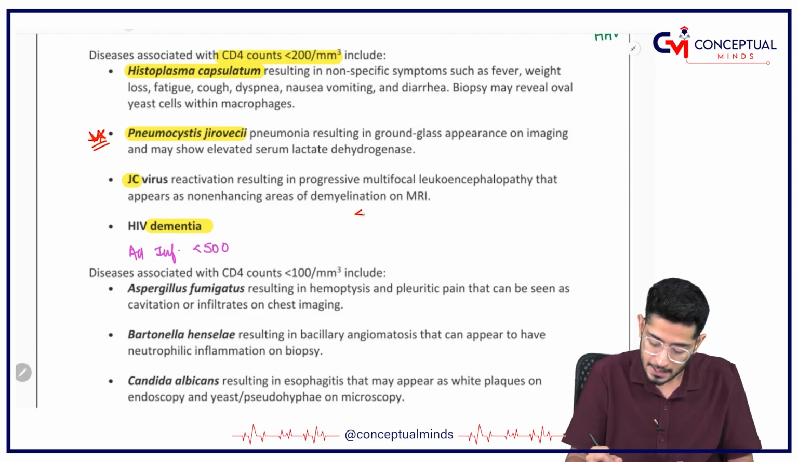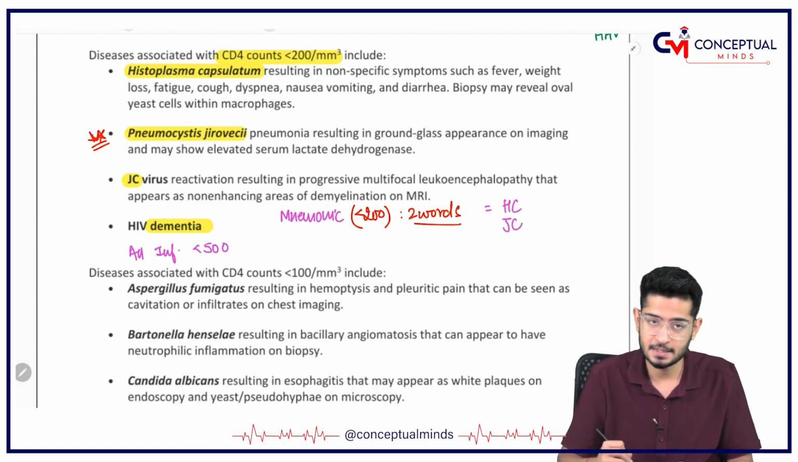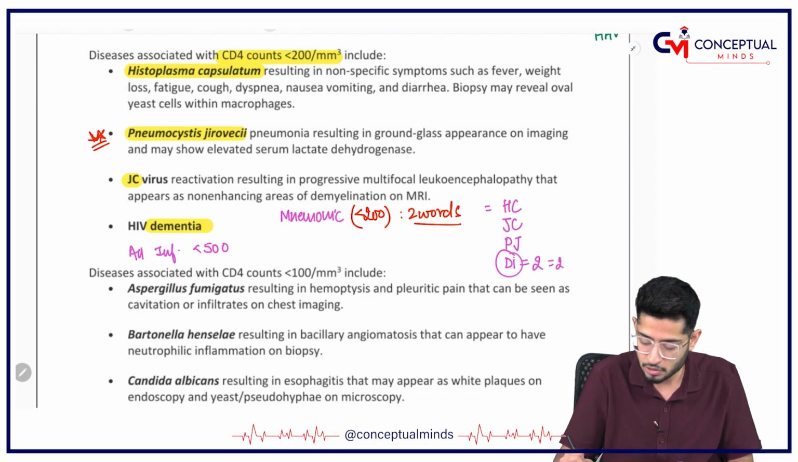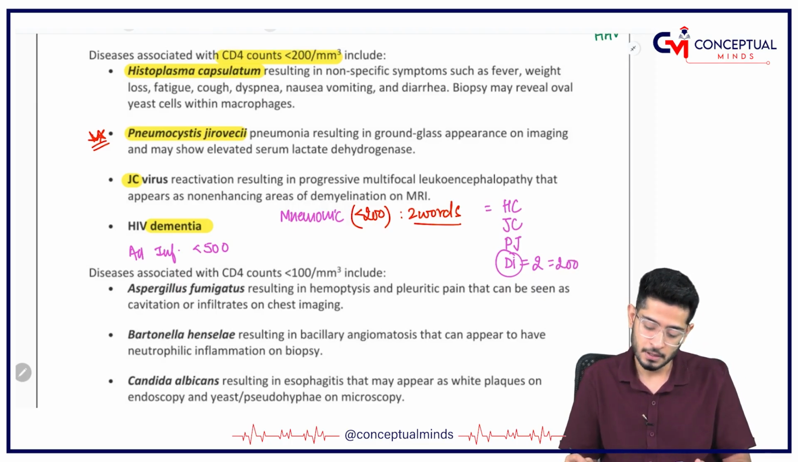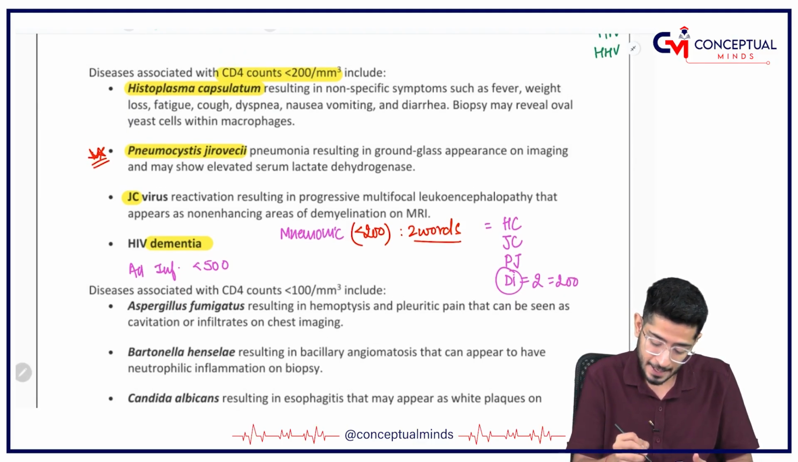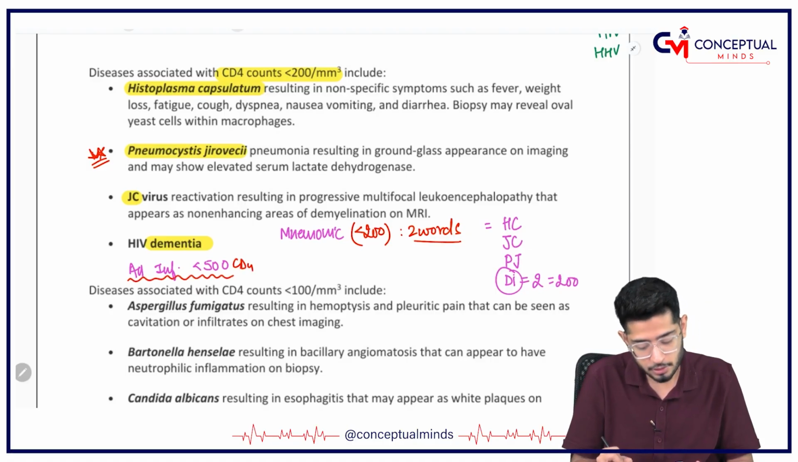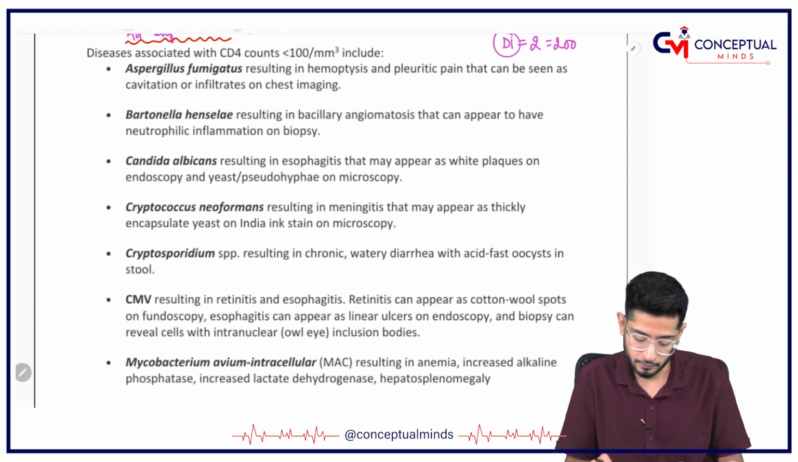So if you see, less than 200 has 2 words, infection. So this is a mnemonic. First of all, Histoplasma capsulatum, JC virus, Pneumocystis jirovecii, and dementia. Dementia has di, which means 2, 2 means 200. So this is the way to remember these things. And a very, very important thing which I have to tell you is that all the infections seen below 500 CD4 count are going to come if the CD4 count is less than 200 for sure.